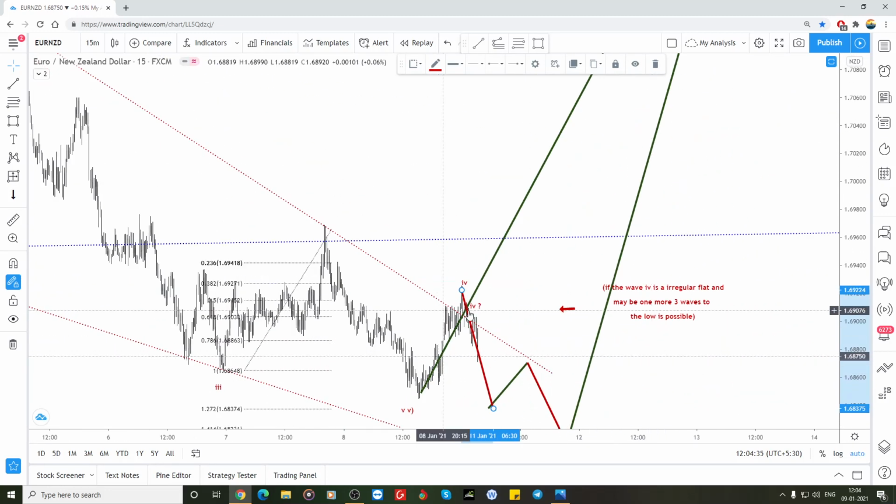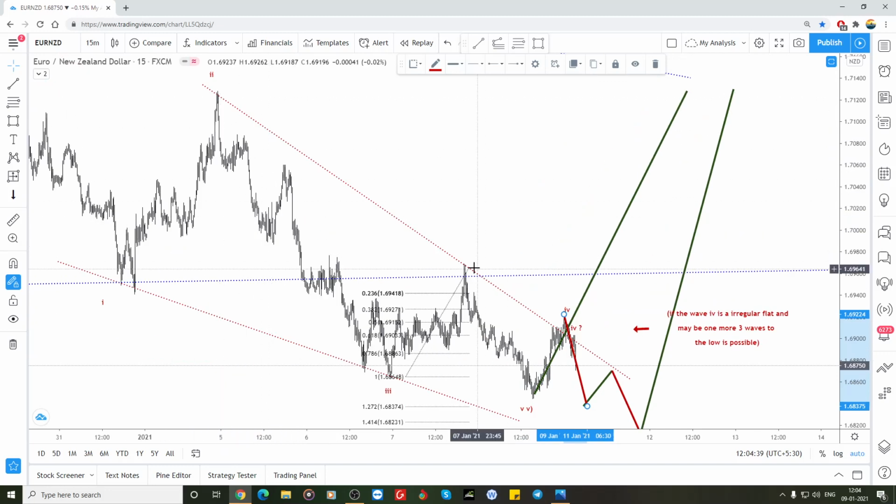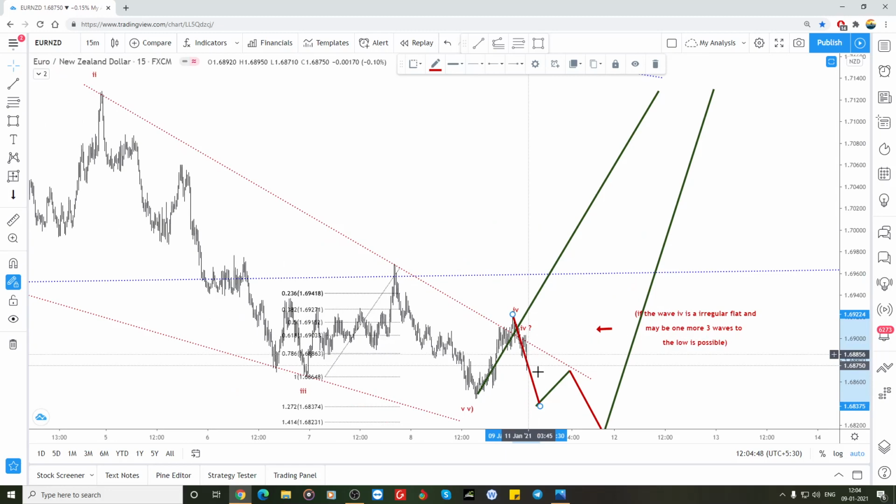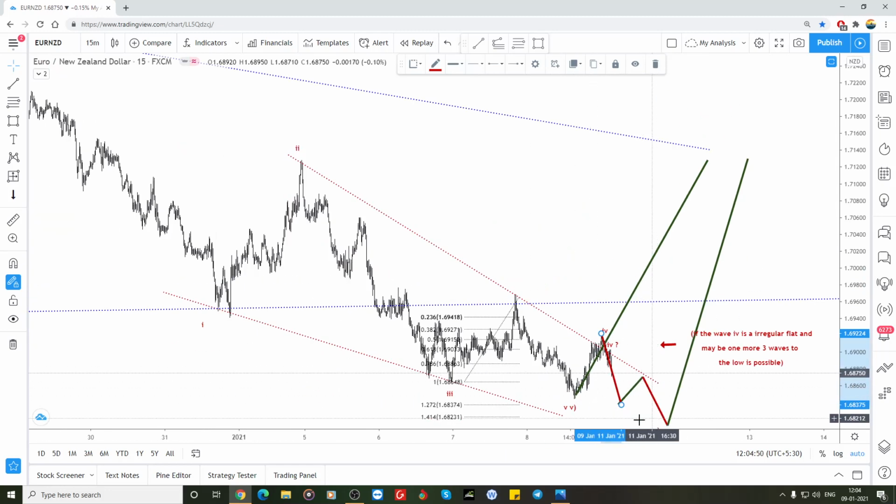So it may be a fake breakout. Sure about that. This is a touch, 1 touch, 2 touch, and 3 touch. So maybe it could be a reversal also. I'm not saying no, but one more wave to the downside is also possible.